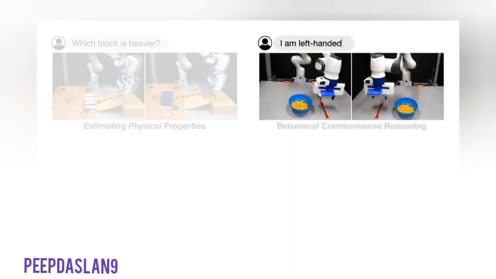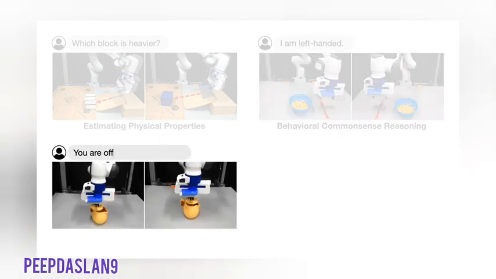During the execution of the task, set a table for my pasta, the user can give further instructions such as "I'm left-handed," which requires the robot to reason about its behaviors using common sense and place the spoon on the left side. For tasks that require high precision, VoxPoser can also take in fine-grained language corrections such as "you're off by 1 centimeter to the left," which allows the user to verbally control the precise movement of the robot.